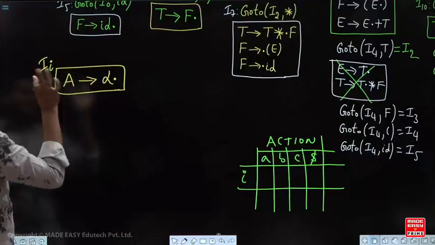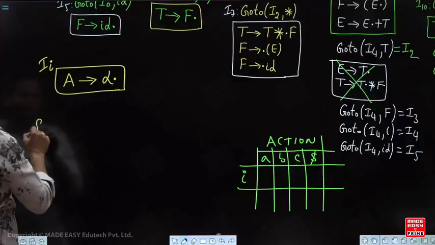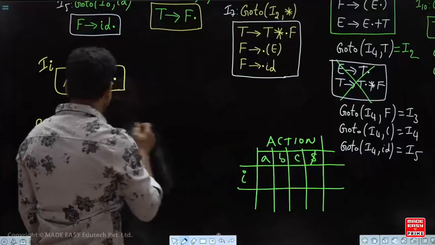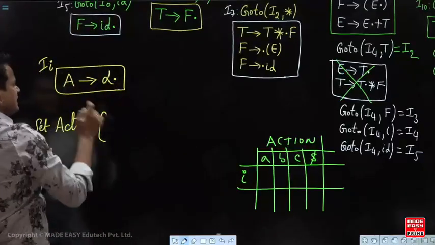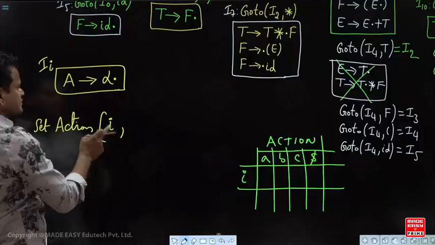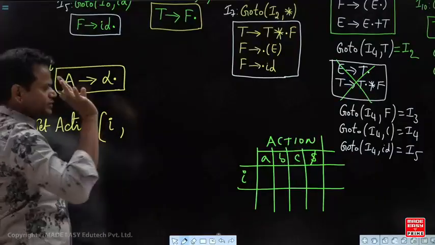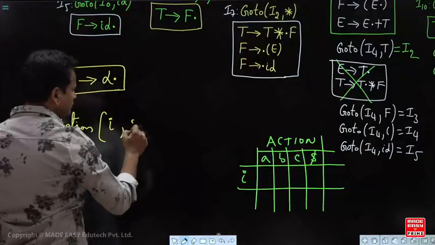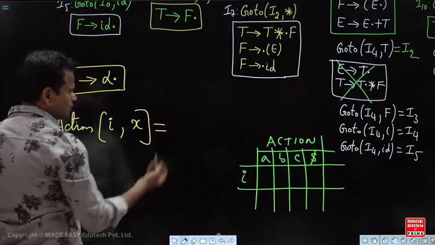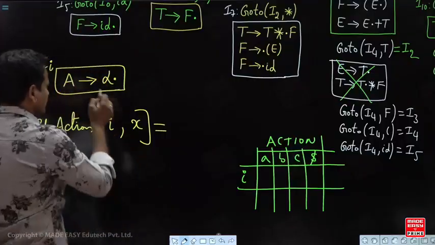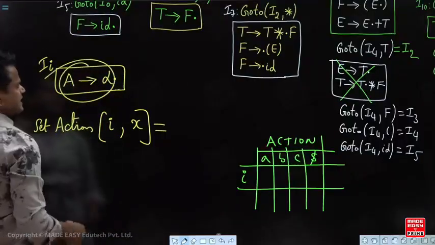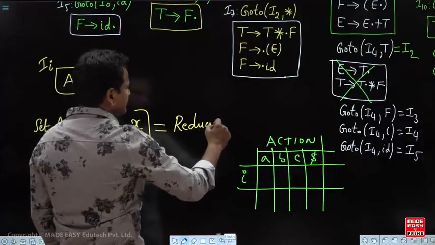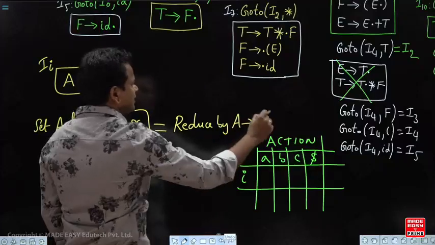As it is in Ii, therefore set in the action part, means here. And what is the name of the state? Ii, therefore ith row. If it is I1, first row; I2, second row; I3, third row, like that. As it is the final item and it is ith row, xth column. What is x? I will tell you later. What is the production here? A derives alpha. So ith row, xth column, we write reduce by A derives alpha.